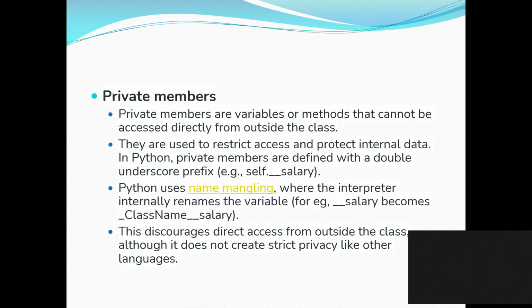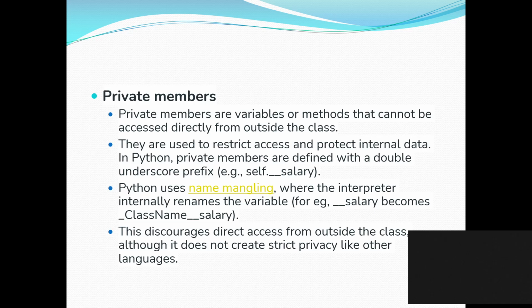They are used to restrict access and protect internal data. So in Python, private members are defined with a double underscore prefix. Example, self.__salary. Python uses name mangling, where the interpreter internally renames the variable.